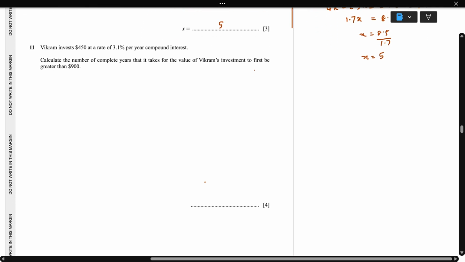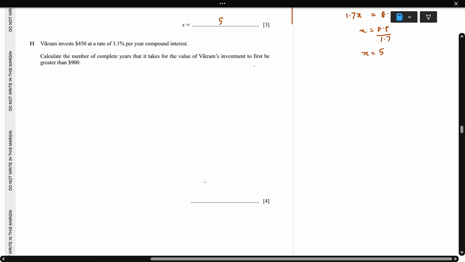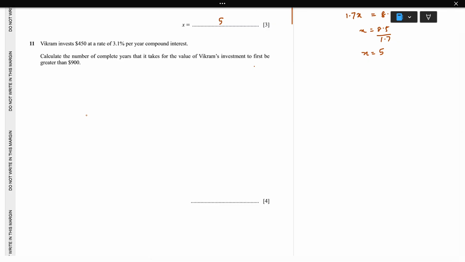Next, question 11. Vikram invests 450 at the rate of 3.1% per year compound interest. Calculate the number of complete years that it takes for the value of Vikram's investment to first be greater than 900. Okay, so let's do 450 times 103.1 over 100 power n. The number of years we don't know, which is equal to 900. You can write greater than, but equal is still fine. We'll check the answer later.